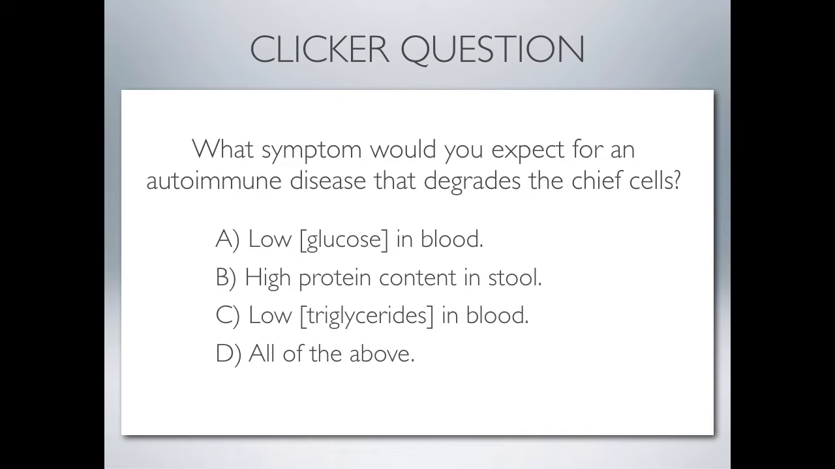So the possible answers are A, a low concentration of glucose in the blood, B, a high protein content in the stool. Okay, that means that it gets pooped out of your body, it's defecated. C, a low concentration of triglycerides, that's fats, in the blood. Or D is all of the above.